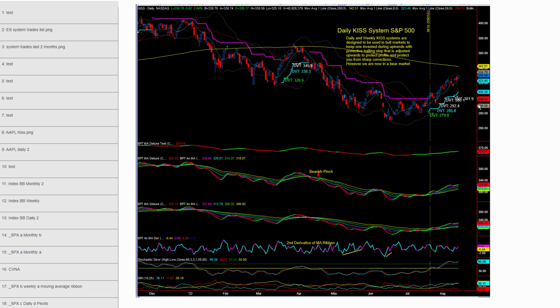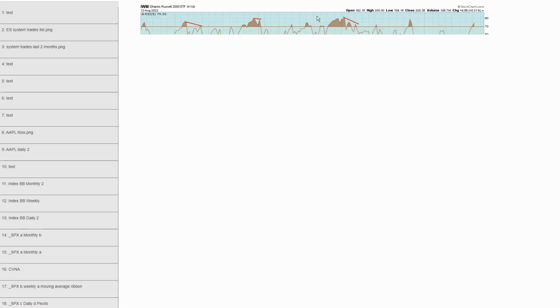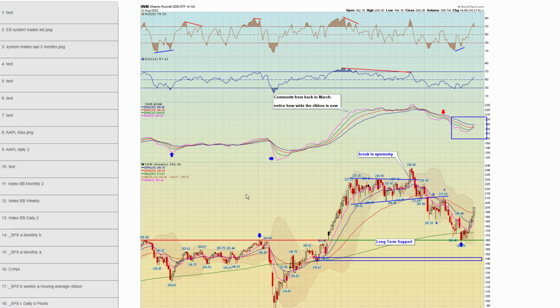Next. Chart 32, here's the daily kiss. So very similar to the S&P. It went long back here on that July 21st, and it's been able to raise its stop 5 times so far. Next. Chart 33, here's small caps Russell.